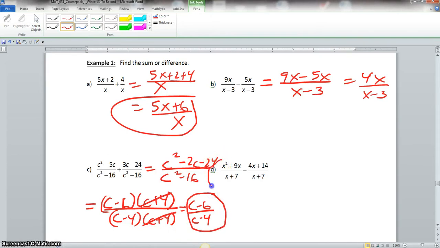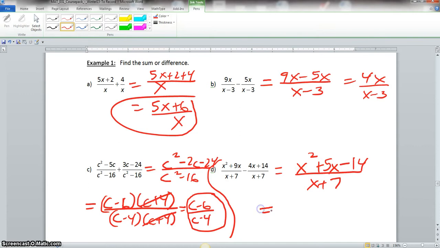Now we come here to d. Same denominator. We keep the x plus 7. Our numerator, we're subtracting. So first of all, x squared will remain x squared. Anything behind this minus sign in your numerator will change its sign. This will be a negative 4x. This will be a negative 14. So this is really 9x minus 4x, which we know is a positive 5x. And then since this is a positive 14, it'll become a minus 14.